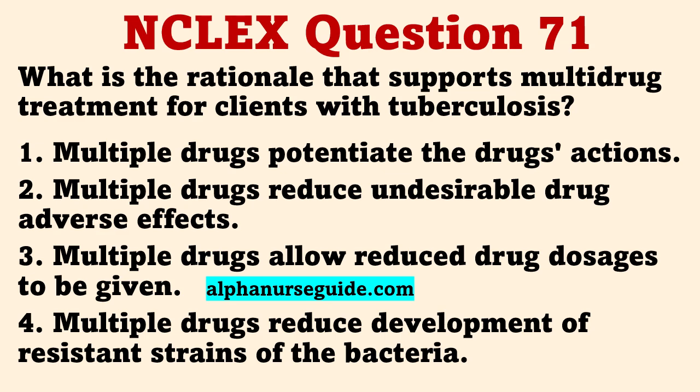The correct answer is 4. Use of a combination of anti-tuberculosis drugs slows the rate at which organisms develop drug resistance. Combination therapy also appears to be more effective than single drug therapy. Many drugs potentiate or inhibit the actions of other drugs. However, this is not the rationale for using multiple drugs to treat tuberculosis. Treatment with multiple drugs does not reduce adverse effects and may expose the client to more adverse effects. Combination therapy may allow some medications to be given in reduced dosages. However, reduced dosages are not prescribed for antibiotics and anti-tuberculosis drugs.